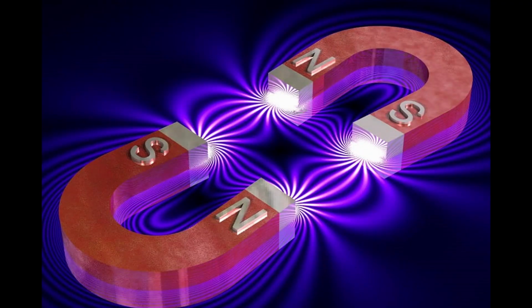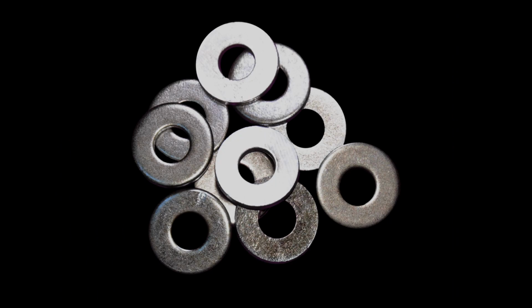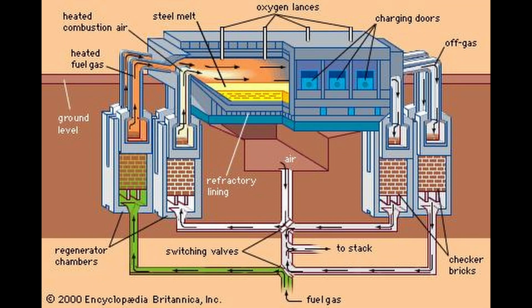Interesting fact: using a magnet, MS washer, which is mild steel washer, can easily be separated from other waste non-metallic material, and then in an open hearth furnace it is melted up to 1600 degrees Celsius temperature, and after removing impurities, it is ready to use for another required purpose.